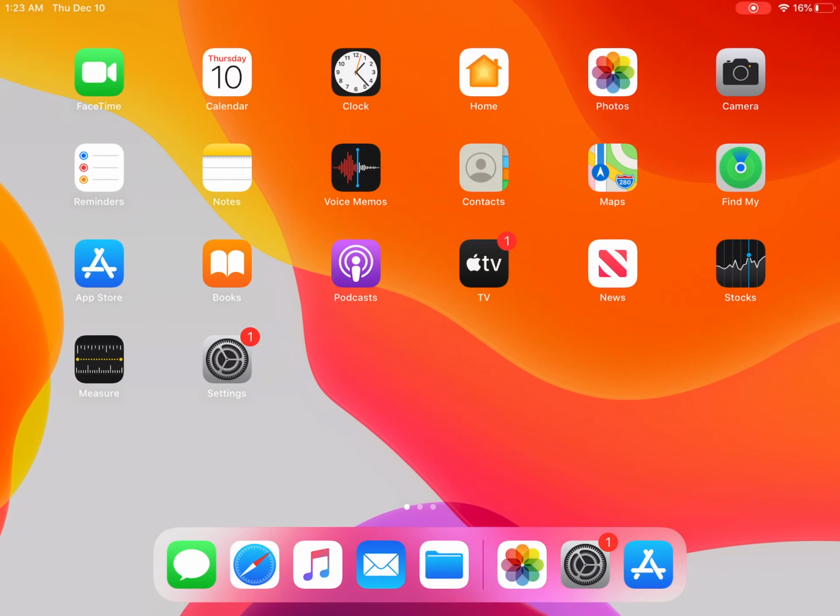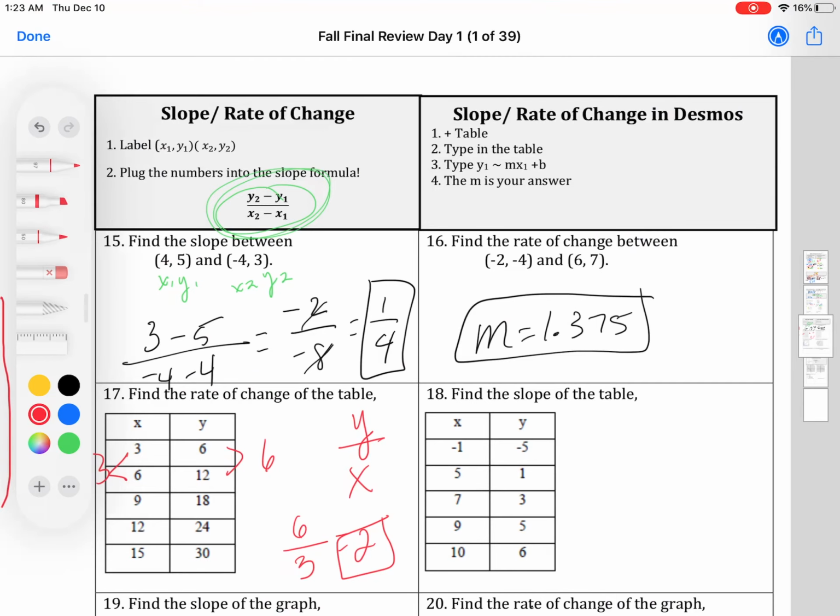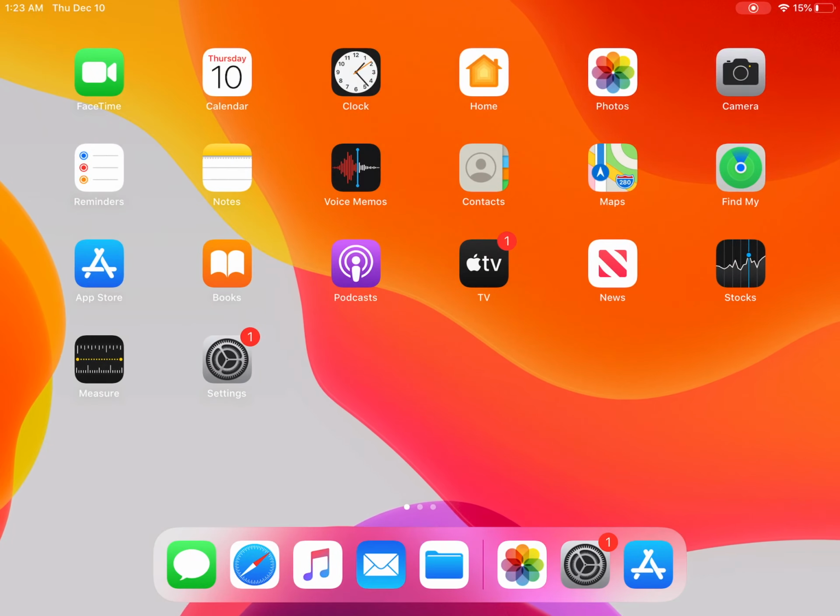Okay, there we go. Those are the x's from this table. So now you need the y's. The y's from this table are negative 5, 1, 3, 5, 6.